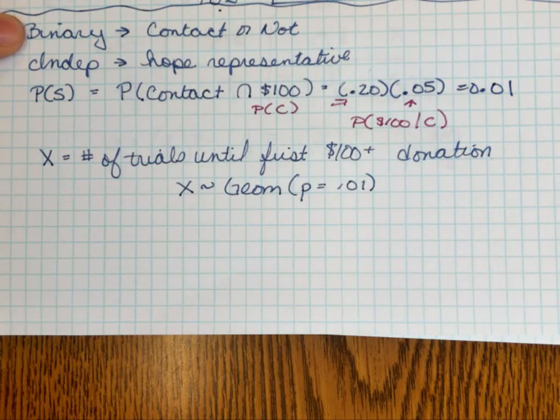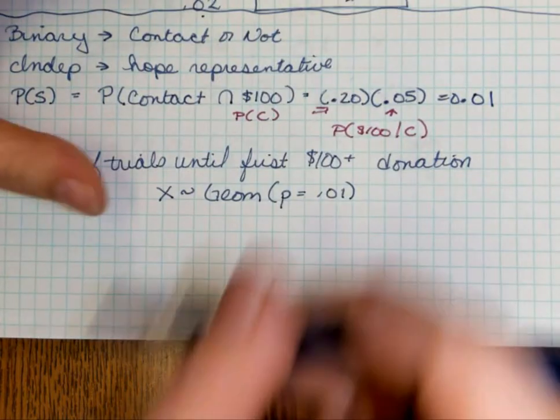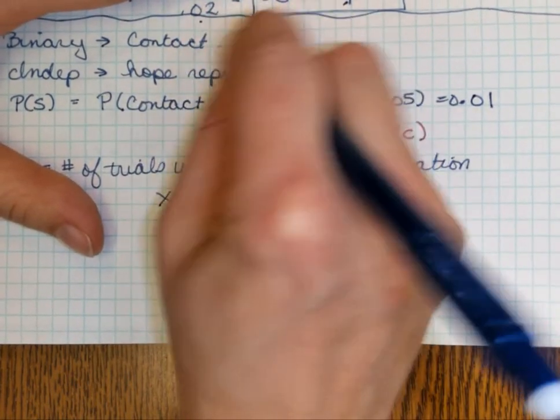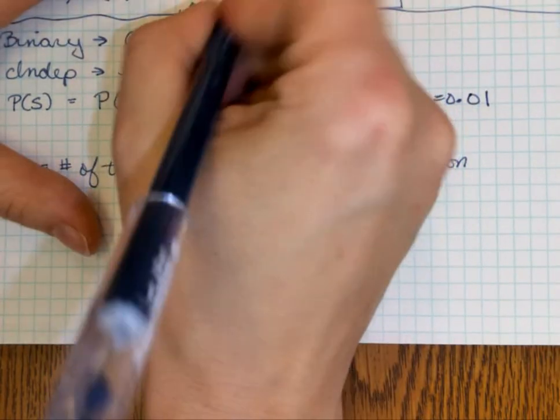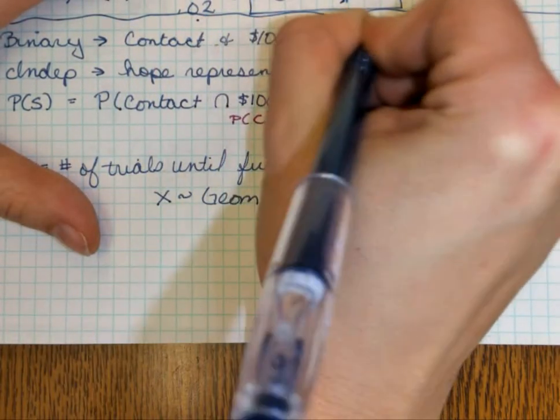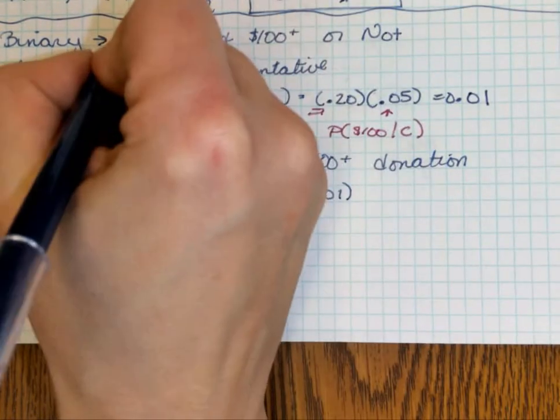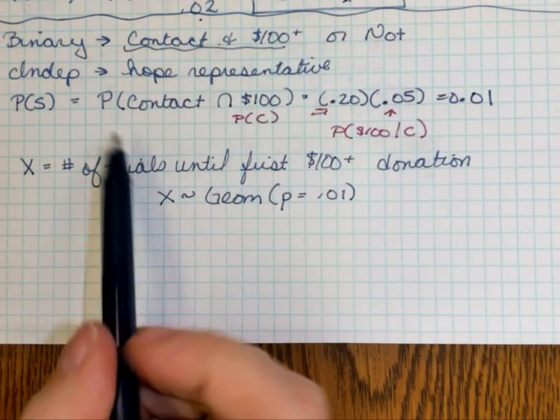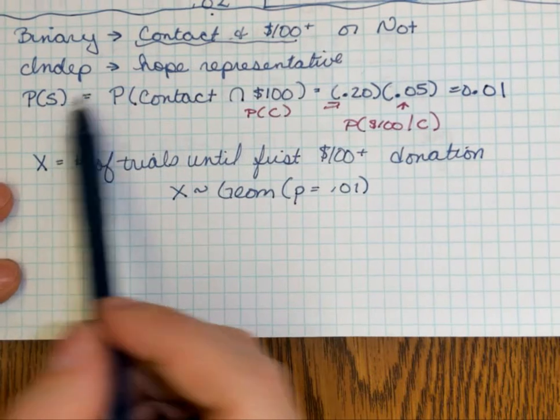So binary, either you contacted them or not. And actually, I'm going to modify that. I'm going to say either contact and get the $100 or more or not, because this is going to be my success. They didn't say it was independent, so we're going to hope it's representative.